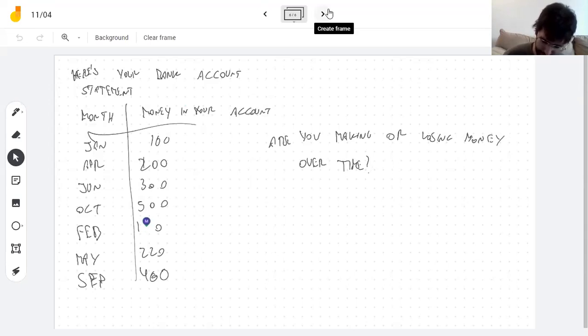Maybe, at least for me, I don't like to see the money in my bank account approaching zero. Maybe you do. So is the money in your account increasing or decreasing?